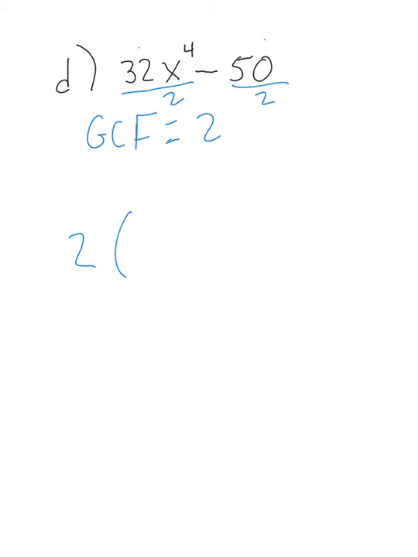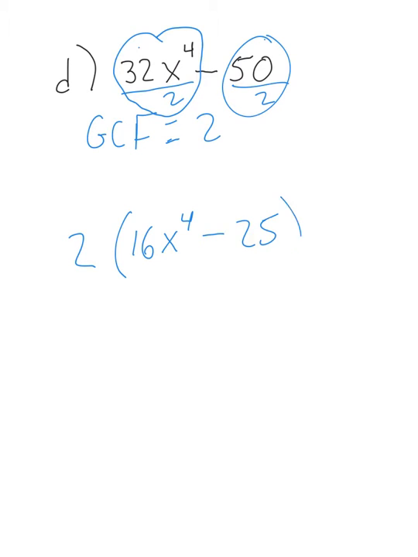So I put the GCF of 2 in front. Now let's do 32x to the fourth divided by 2. So when I do 32 divided by 2, I get 16. Bring down the x to the fourth, bring down the minus symbol in the middle. 50 divided by 2 is 25. There we go. So GCF, put the GCF in front of the parentheses, divide all the terms by the GCF, and that's what you put in the parentheses. You're going to know if you did it correctly because if you were to distribute the 2 back in, you would get back the original expression.